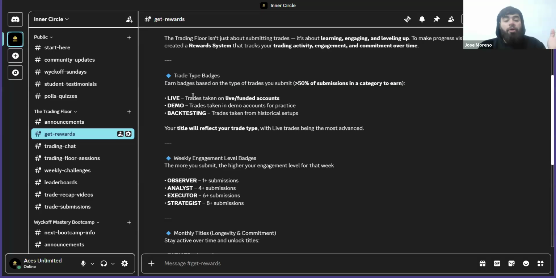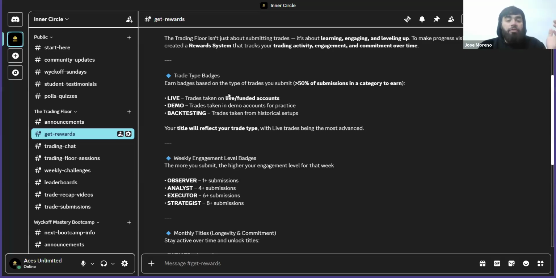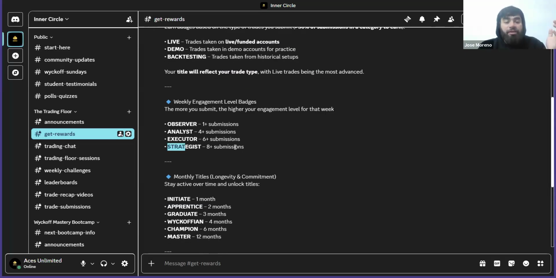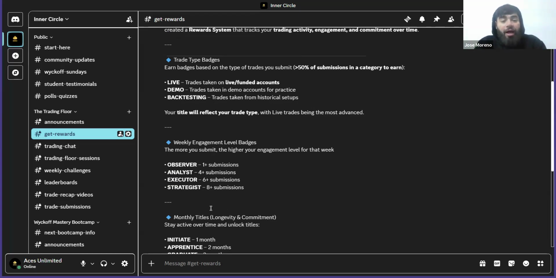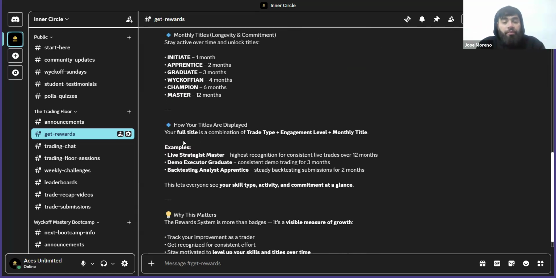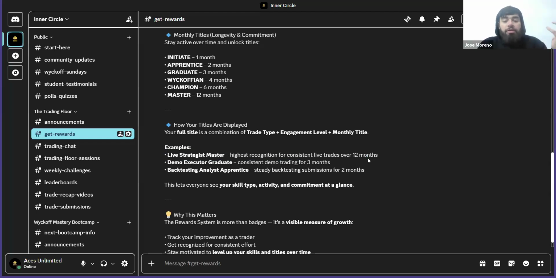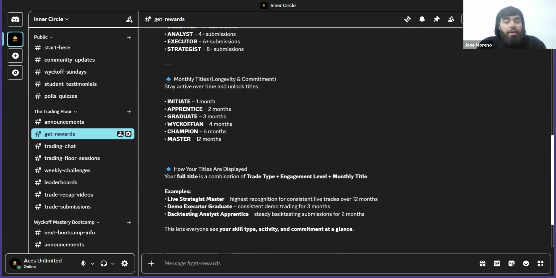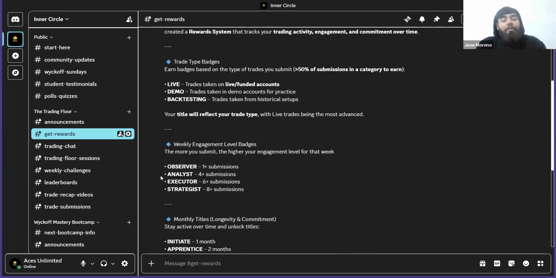So from what you're submitting, if the trades were taken on live over 50%, then you'll earn this badge. If you're doing 8+ submissions a week, you'll get a strategist badge. And if you've been doing it for a month, 2 months, 3 months, however long it is, you're going to get the last one. The highest level is going to be the combination of the three. So for example, live strategist master would be the highest recognition for consistent live trades over 12 months, like it says there. Demo executor graduate would be someone who's been doing consistent demo trading for 3 months, stuff like that.